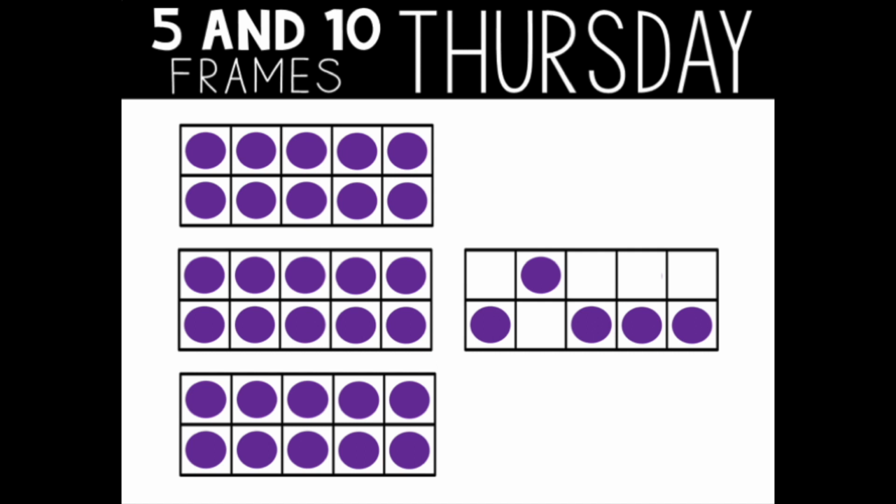Here's what I did. I looked to see if there are any patterns. There are. This time, there are 3 full 10 frames, and the bottom 10 frame has the same 5 dots. Using the strategy of 10s and 1s again, 3 groups of 10 and 5 lonely ones makes 35. How did you find your answer?